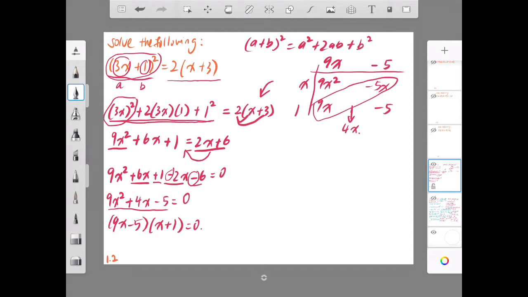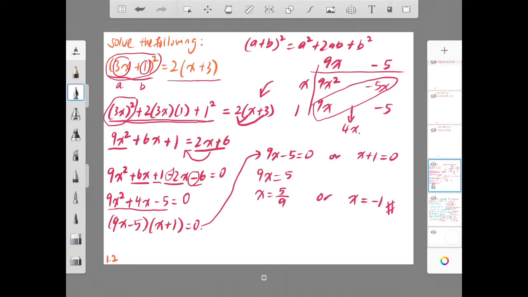Alright, so this will be 9x minus 5 equals to 0, or x plus 1 equals to 0. So 9x equals to 5, and x will be equals to 5 over 9. Or you can actually, it's x equals to negative 1. Alright, so the solutions for x is 5 over 9, and negative 1.